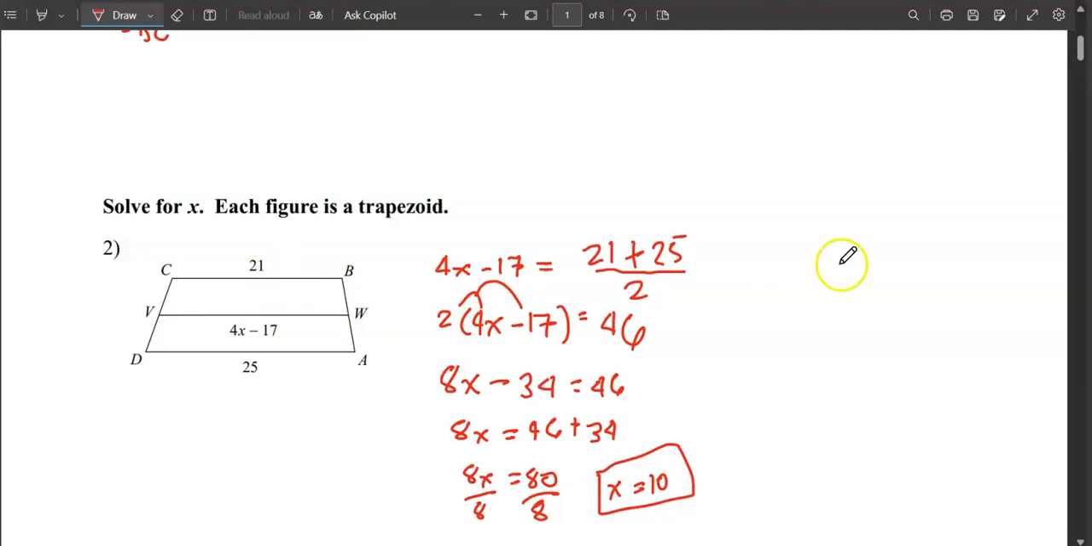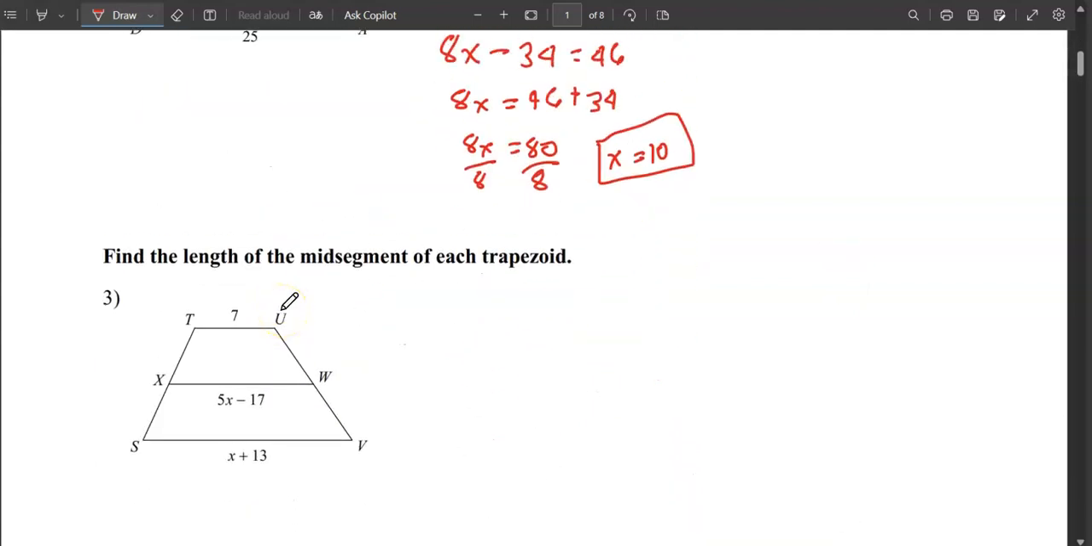Number 3. Find the length of the mid segment of each trapezoid. So basically, we are going to solve for x, and then after that, solve for the length of our mid segment. So same thing earlier, we have 5x minus 17 equals 7 plus x plus 13 over 2.